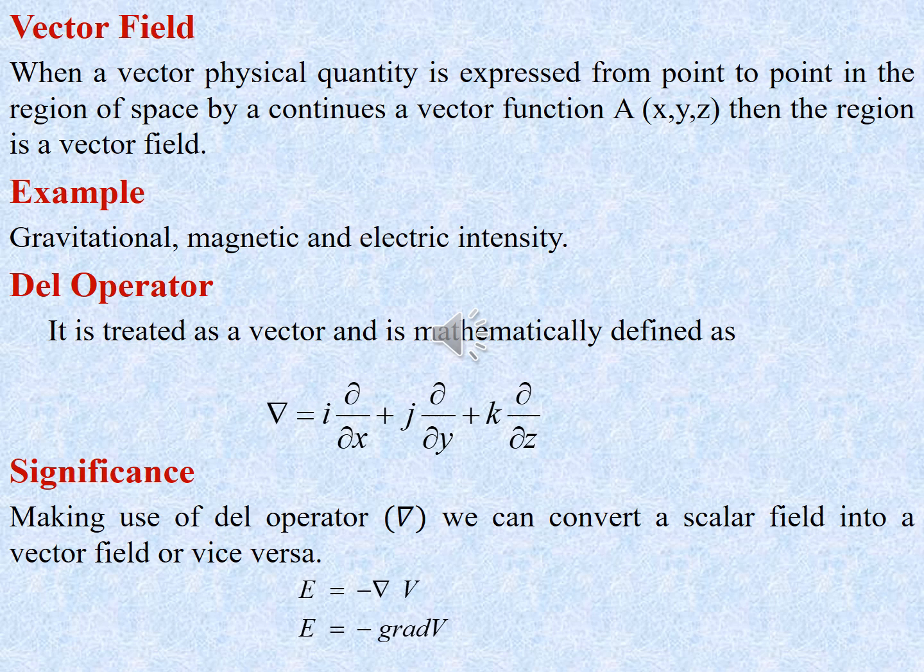Next one is the del operator. It is treated as a vector and is mathematically defined as del is equal to i dou by dou x plus j dou by dou y plus k dou by dou z. Making use of the del operator, we can convert a scalar field into a vector field or a vector field into a scalar field. That is, E is equal to minus del V, E is equal to minus grad V.